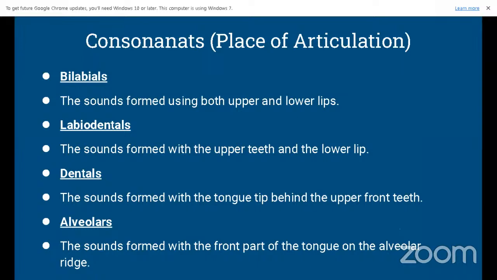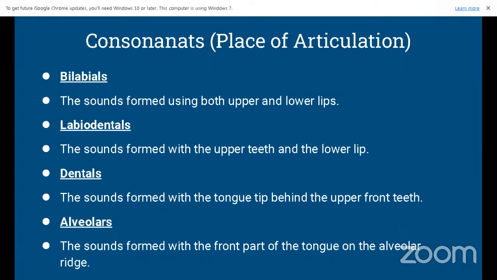So tell me, what are the labiodentals? When the lower lip and the upper teeth are used to utter a consonant, as in F, V. F, V. Lower lip and upper teeth. Very good. Now coming to the dental.